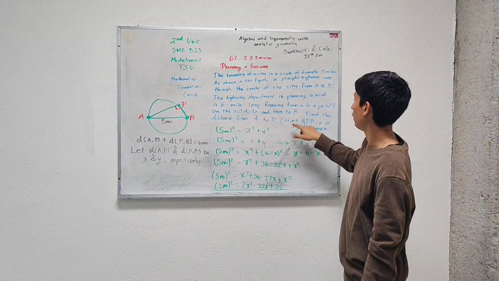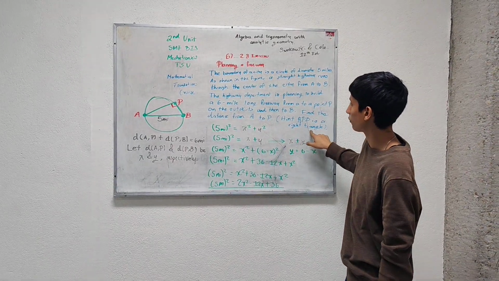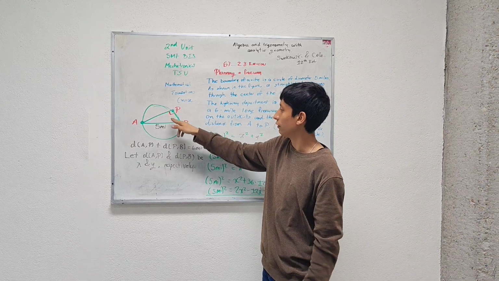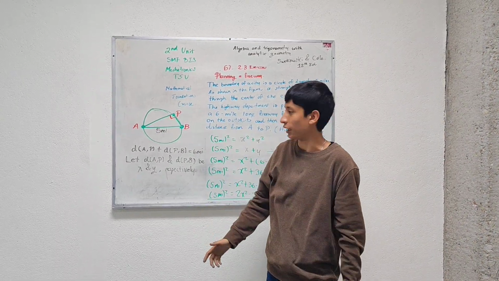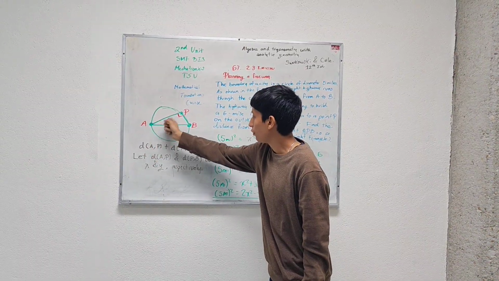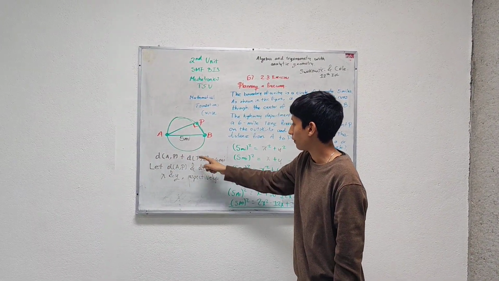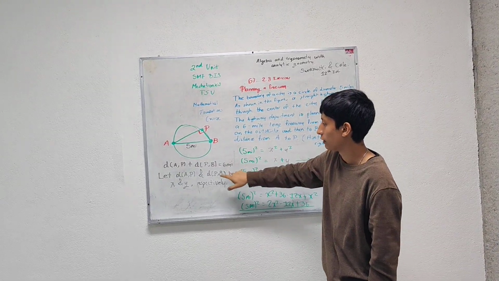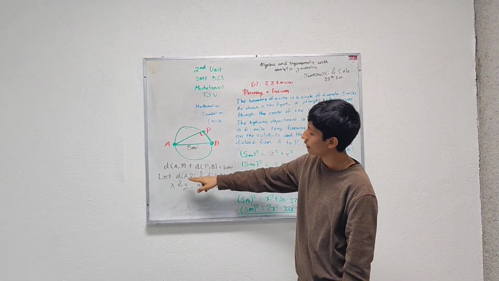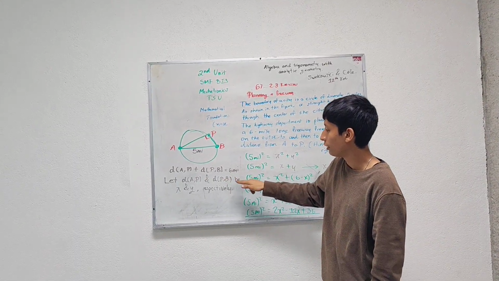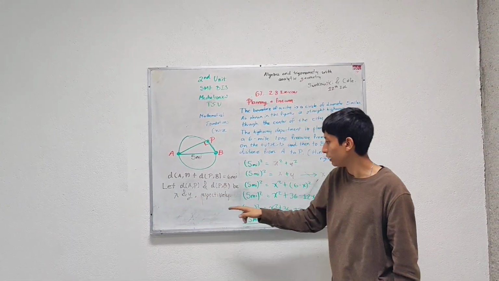Hint: APB is a right triangle, so right here is our right triangle. Here's the right angle. So the distance from A to P plus the distance from P to B is going to be equal to 6 miles. So let the distance from A to P and the distance from P to B be x and y respectively.